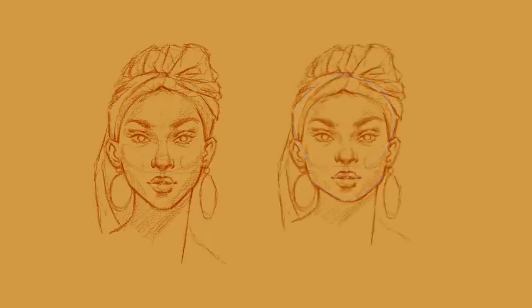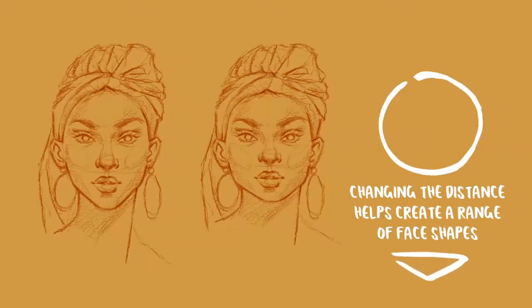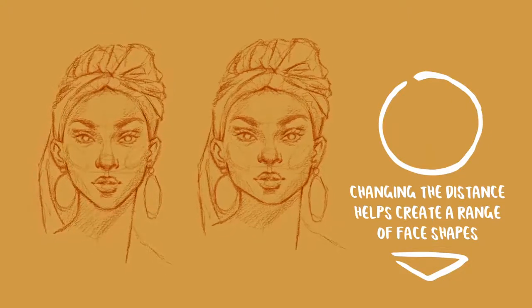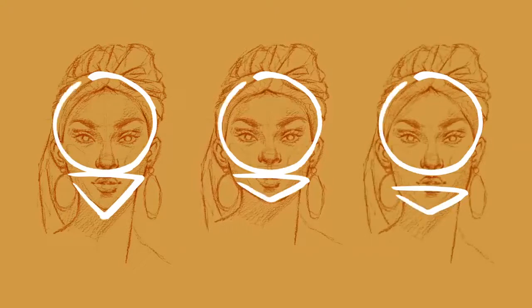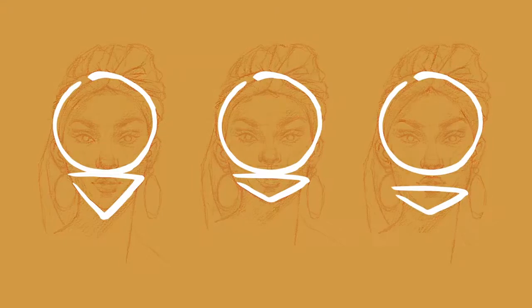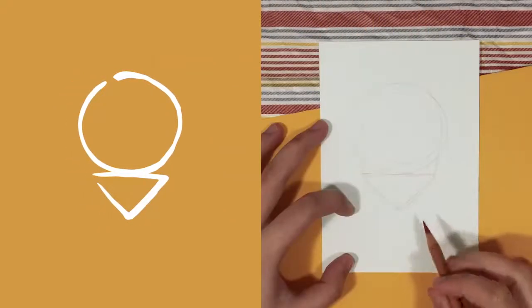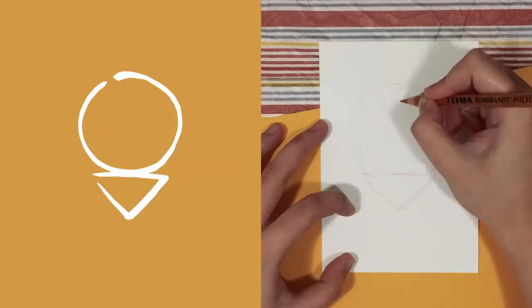And the next thing I like to take note of is the distance between the circle and the inverted triangle, because changing this distance can help us create a range of face shapes, such as an oval face shape, a square face shape, and a triangle face shape. There are actually three main combinations that I like to use, which you can see on the screen, but for the demonstration I will be using the first combination and the most common one.